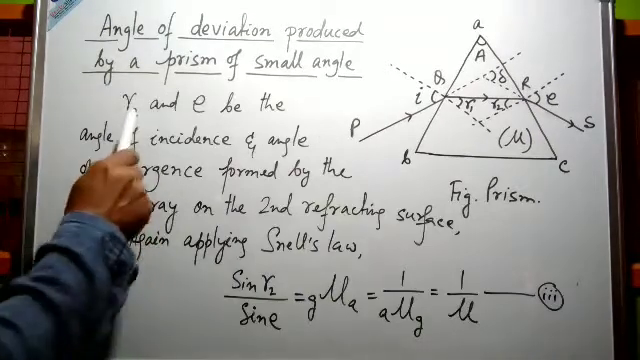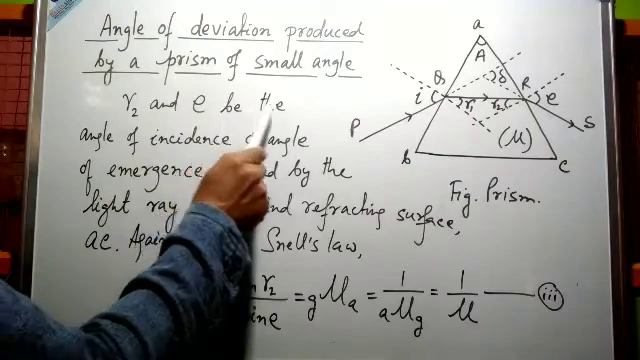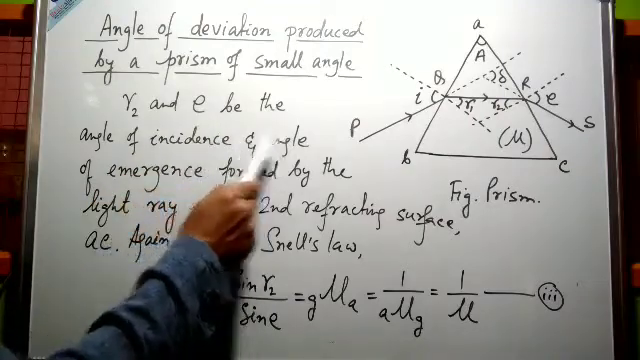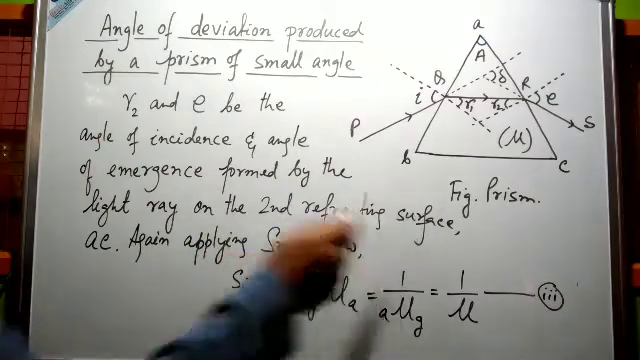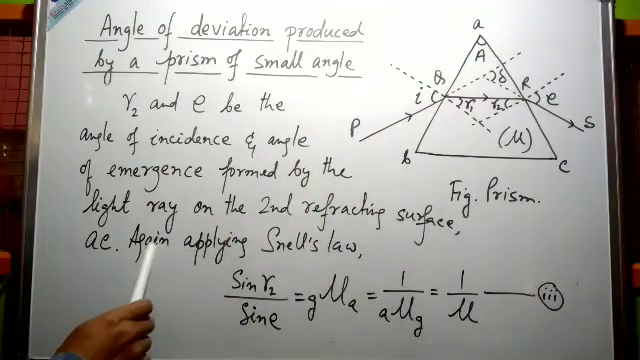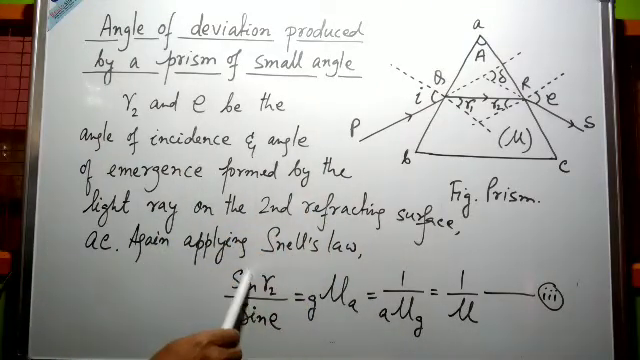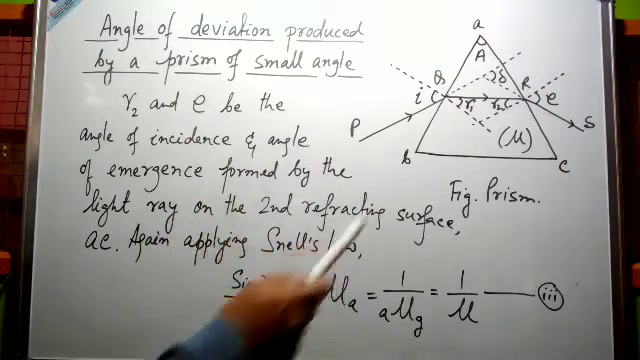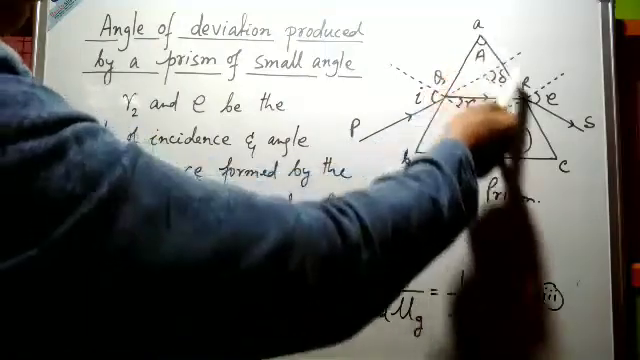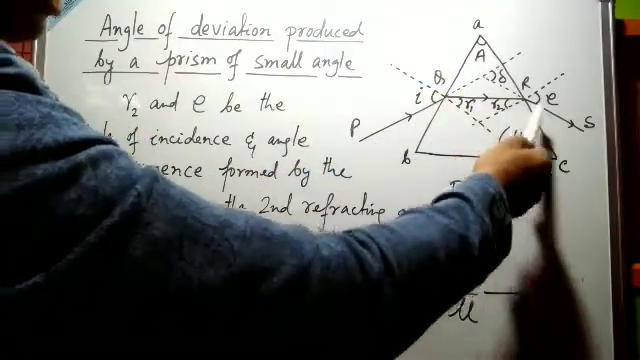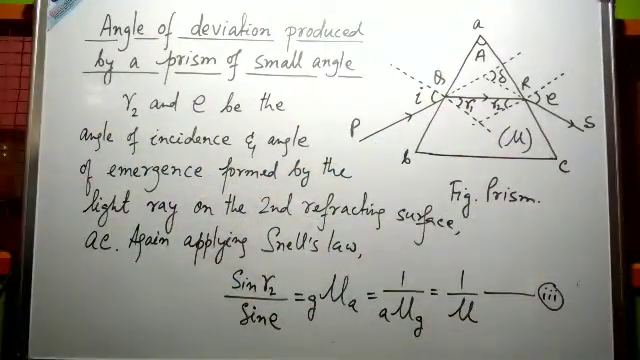Next we may write like this: R2 and E be the angle of incidence and angle of emergence formed by the light ray on the second refracting surface AC. Again applying Snell's law, sin R2 by sin E equal to the relative refractive index of air with respect to glass. See the figure: R2 is the angle of incidence on the second refracting surface AC inside the prism, and E is the angle of emergence.